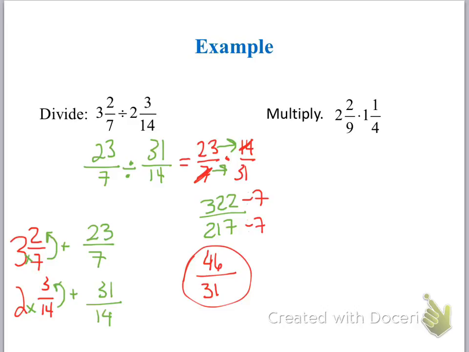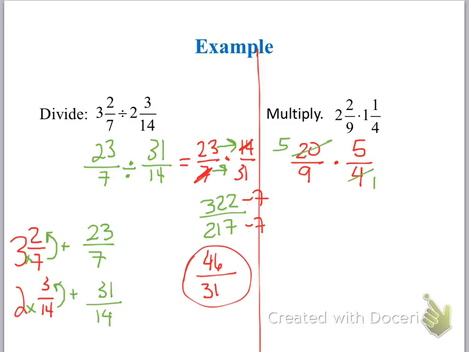All right, let's try the next problem. We're going to multiply 2 and 2 ninths by 1 and 1/4. So I'm going to multiply 2 times 9 is 18, plus 2 is 20. Keep the denominator. Times 1 times 4 is 4, plus 1 is 5. Keep the denominator. So again, let me show you the trick. 9 and 5 don't have any common divisors. 20 and 4, however, can both be divided by 4. So that gives me a 5 here and a 1 here. Multiply straight across. 5 times 5 is 25. 9 times 1 is 9.